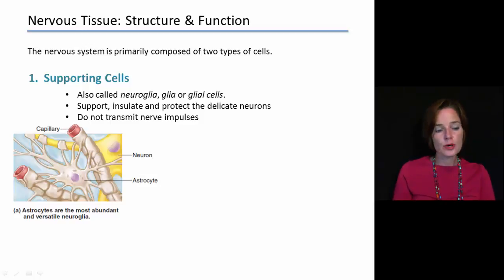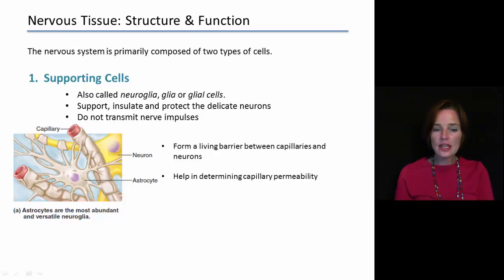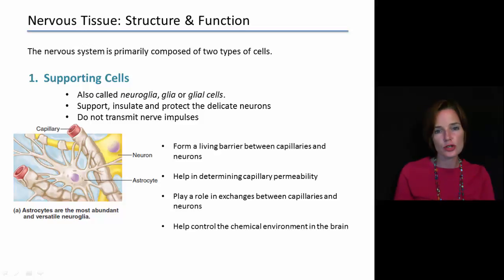The most common of the supportive cells are the astrocytes. The part astra means star, and the shape of these cells is where that name comes from. You can see it in the picture here. It has a lot of long projections from the cell, and those are going to connect to surrounding capillaries and neurons. So these form a living barrier between the capillaries and the neurons. When they do that, they help in determining capillary permeability. They also play a role in exchanges between the capillaries and the neurons themselves. Their main job is to help control the chemical environment in the brain when they make these connections between the neurons and the capillaries. So that's one type of supporting cell.